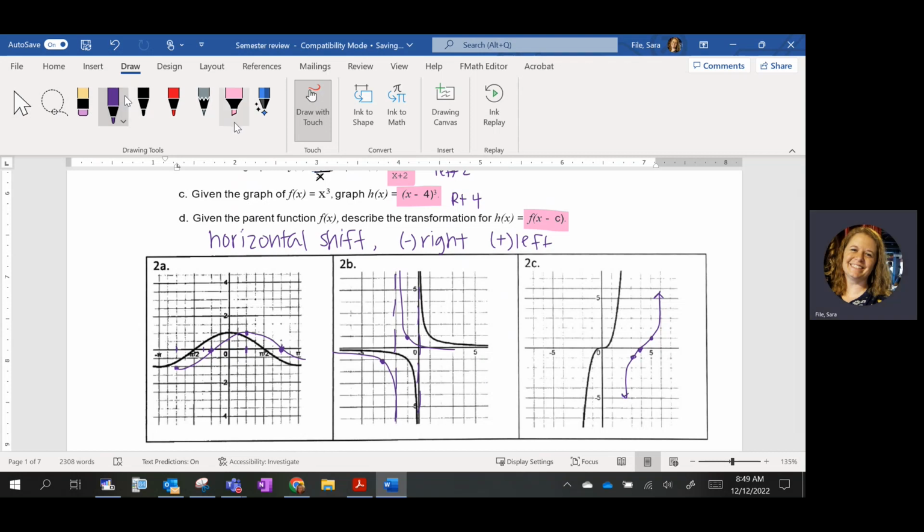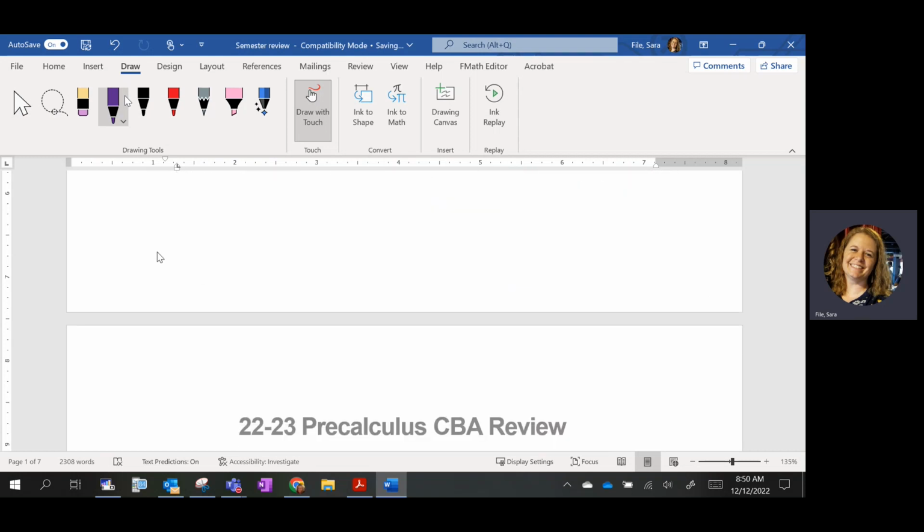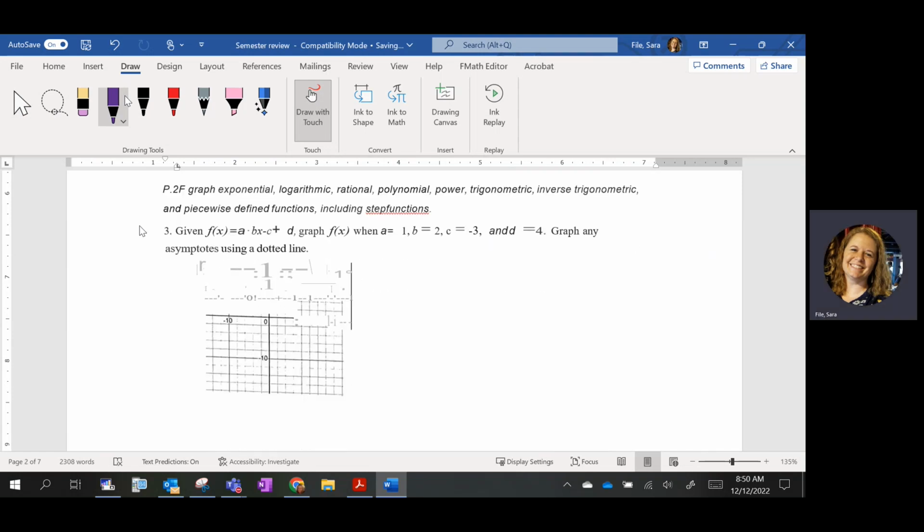All right, we feel okay about those transformations. Plus D is a vertical shift, minus C is a horizontal shift. Takes it way back to unit 1. It actually takes it back to algebra 2, even algebra 1 perhaps. Oh, another graph that did not transfer well in that conversion.